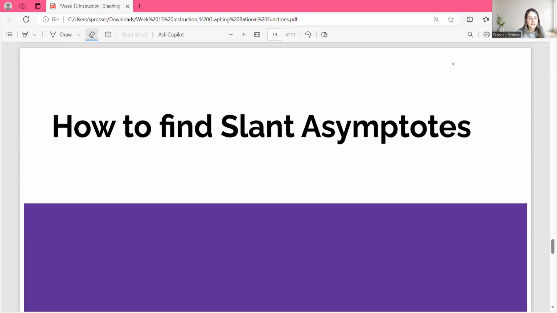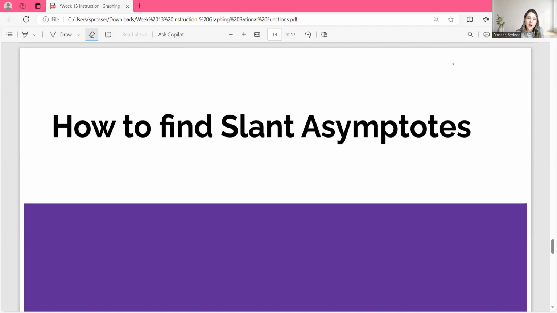Hey everyone, so this is a quick tutorial on how to find slant asymptotes. Now, slant asymptotes are also called oblique asymptotes in rational functions. They are slanted. They are not a vertical line. They are not a horizontal line. They have a slope, an equation of a line that has a slope, versus a vertical asymptote.